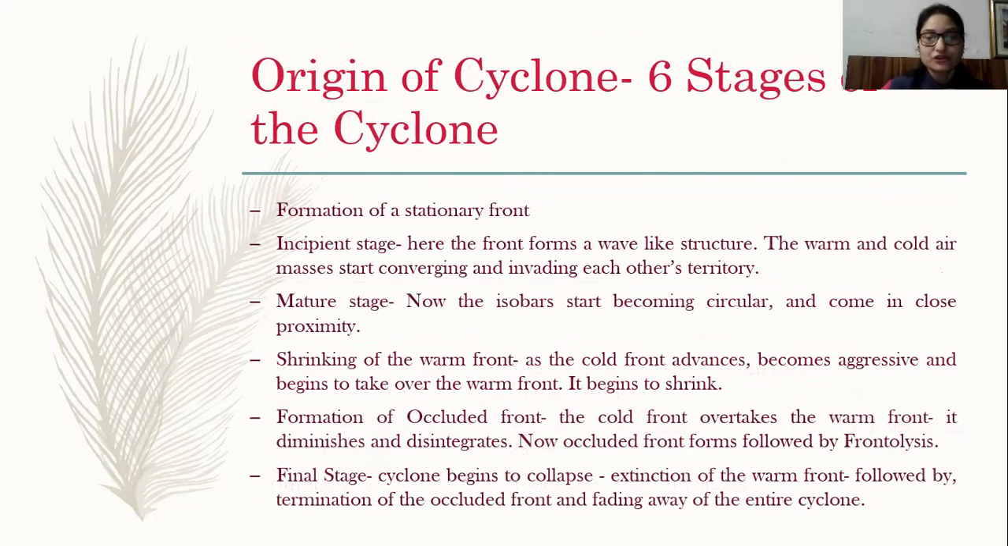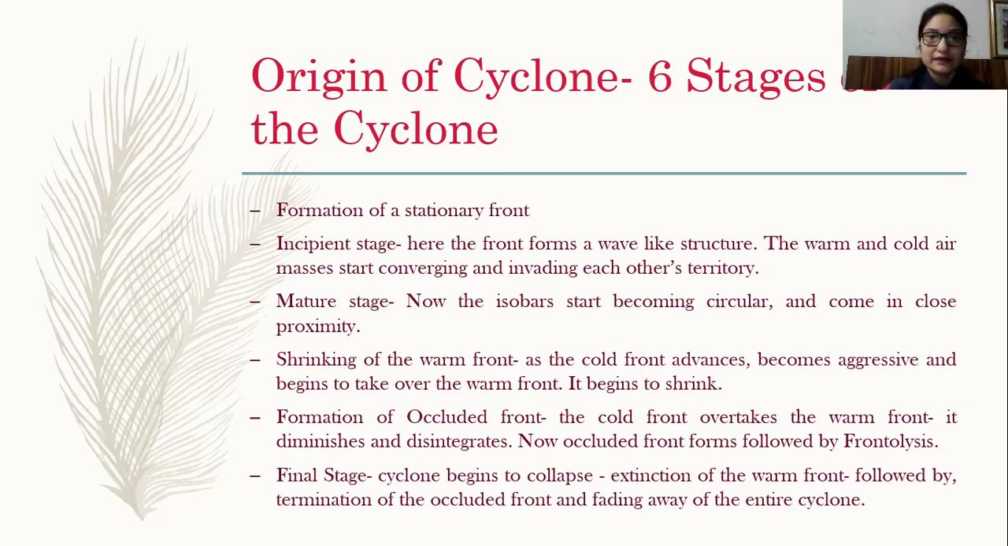Now, origin of the cyclone. There are 6 important stages of the origin of the cyclone. This is of importance because these 6 stages will help you understand how the cyclone is formed and how the cyclone is taking birth. I will go through all these stages one by one so that you are able to understand. The first stage is the formation of the stationary front.